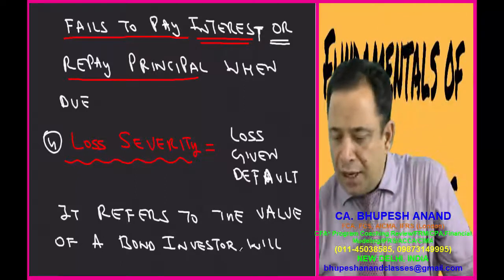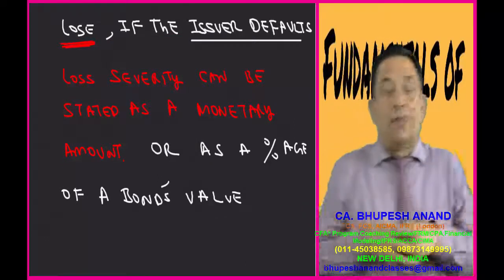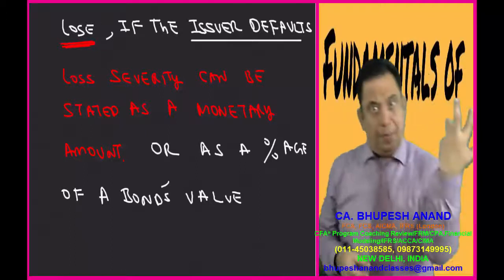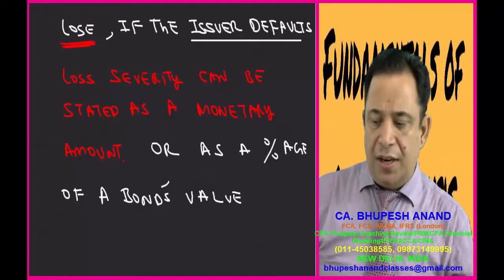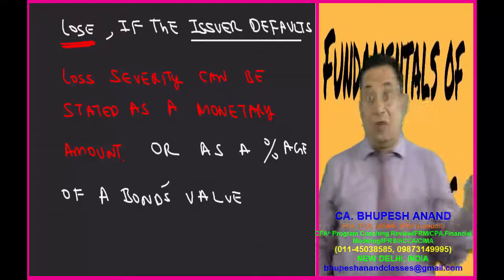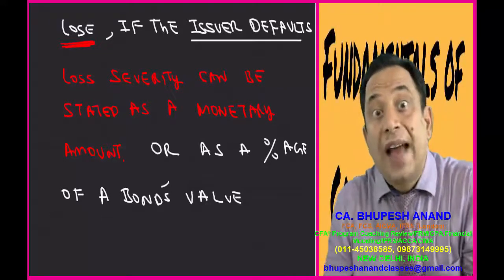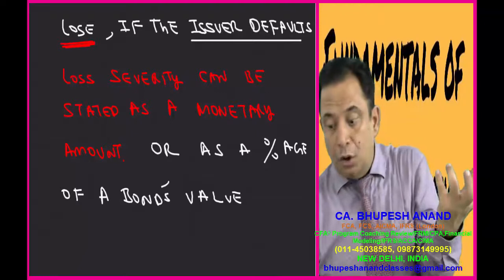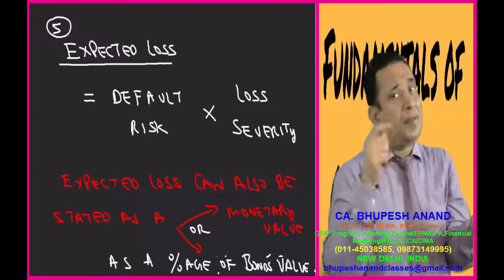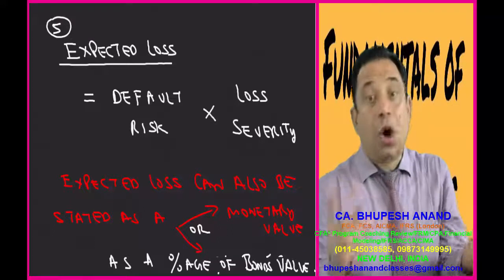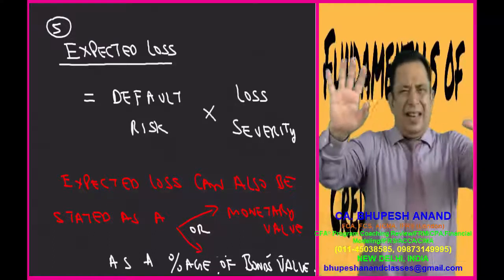It refers to the value a bond investor will lose if the issuer defaults. It means condition number 1 must have happened, that there is a default, and then how much he has lost. Loss severity can be stated as a monetary amount. We can calculate it in percentage or in a monetary amount, how much will be the loss if default is there. So I have taken a case study for that. Expected loss is the percentage of default into loss severity. When I say loss severity, it means loss given default. So that we will be clearing.